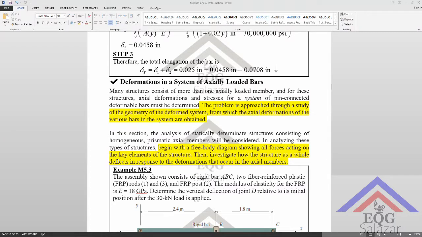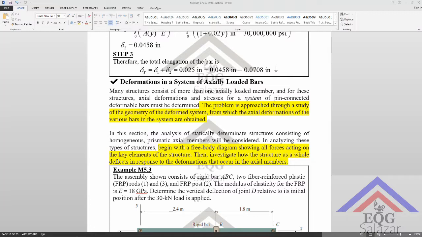Now we'll be going over deformations in a system of axially loaded bars. Many structures consist of more than one axially loaded member, and for these structures, axial deformations and stresses for a system of pin-connected bars must be determined. We approach this problem through a study of the geometry of the deformed system by means of a deformation diagram, from which the actual deformations of the various bars in the system will be obtained.